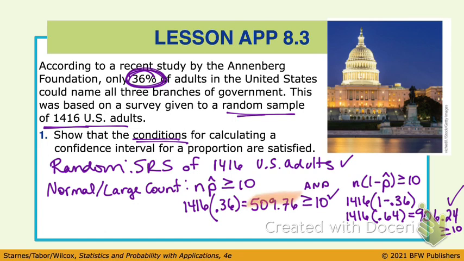One thing I do want to point out real quick is if you look at what those two numbers add up to, 509.76 plus 906.24, if you add those two things together, you get the sample size of 1,416. That's one way you can check to make sure that your math is right. Okay. All right, let's look at number 2.